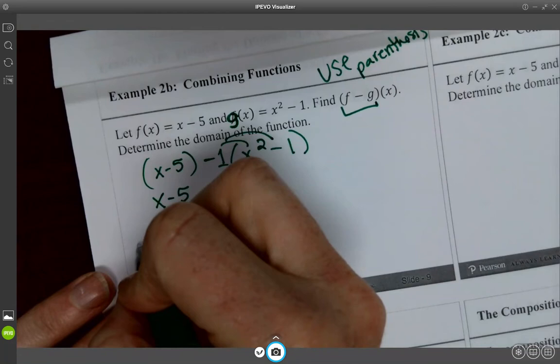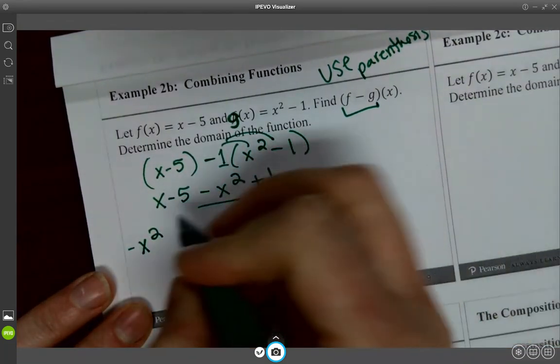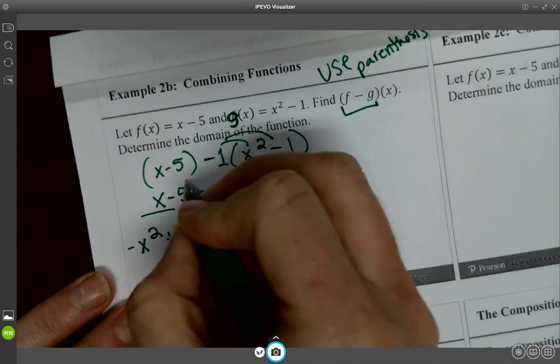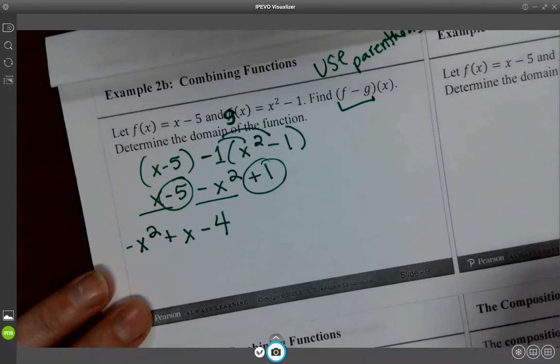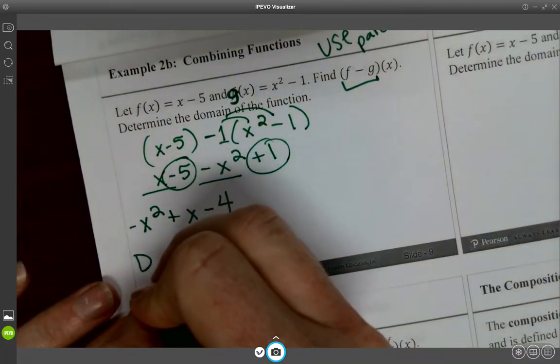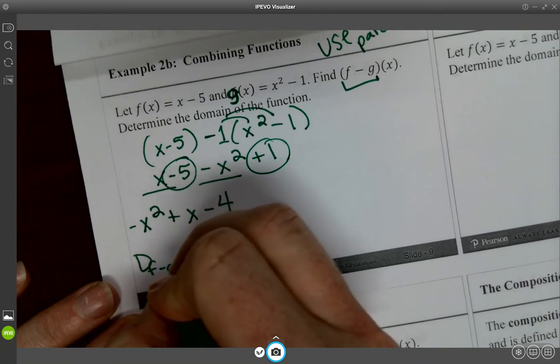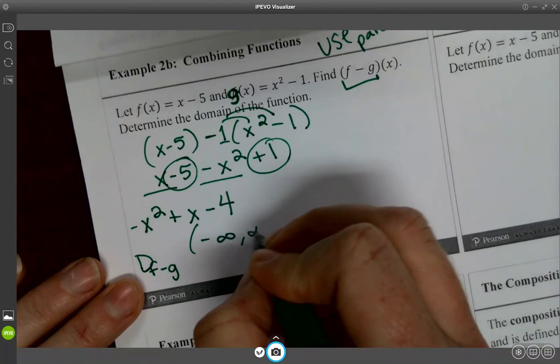So we will write them in greatest to least order. It's negative x squared plus x, and then we have a negative 5 and a positive 1, making that a minus 4. It's another quadratic, nothing we have to do there. F minus g, domain of f minus g: these are all real numbers, negative infinity to positive infinity.